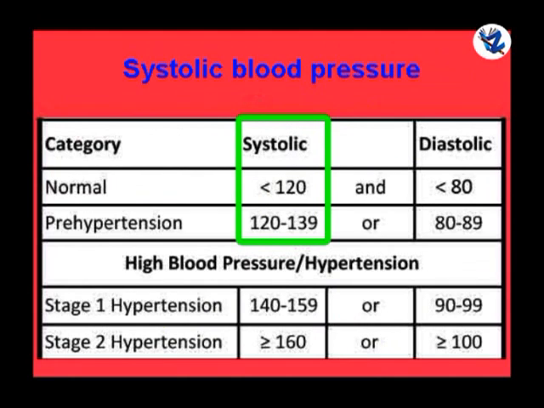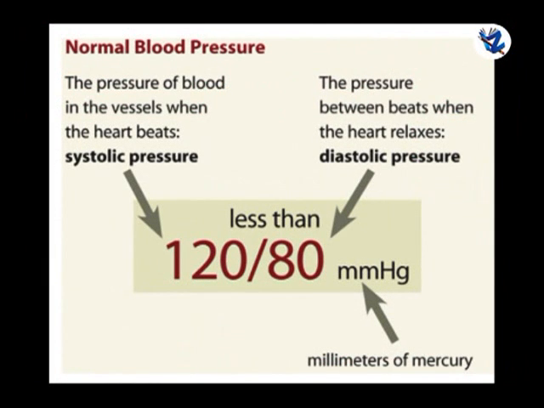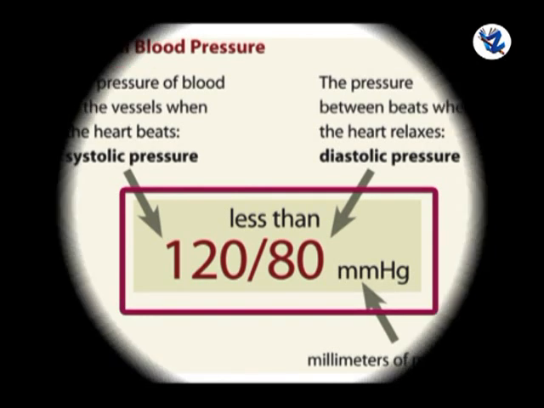Systolic blood pressure. It is maximum and responsible for the flow of blood in the arteries. It is 120 millimeters of mercury. Diastolic blood pressure is about 80 millimeters of mercury. Thus, the normal blood pressure is 120 by 80 millimeters of mercury.